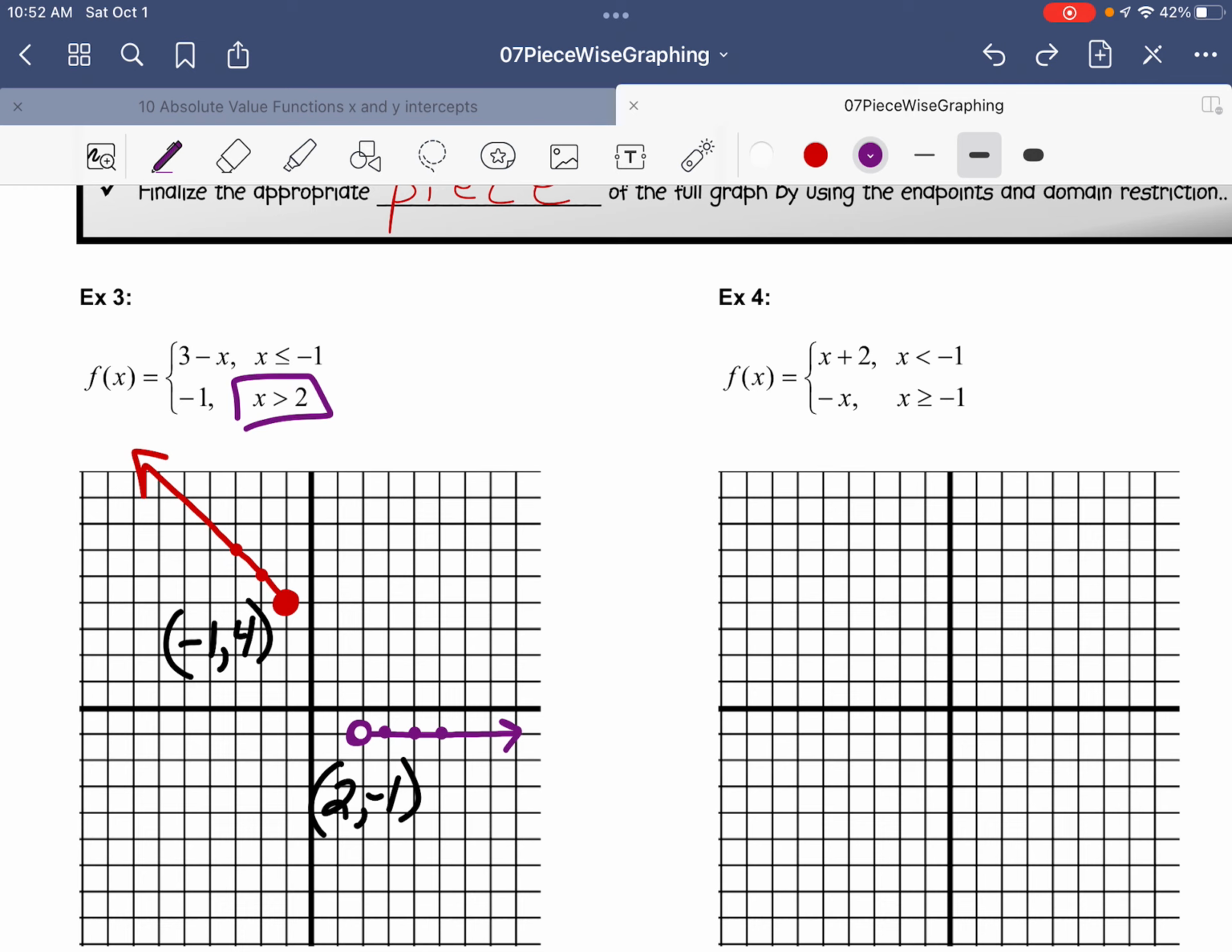That's kind of a different looking piecewise function. You might be saying that the two pieces do not connect. You're correct. They do not connect. That's okay. But let's try another one.